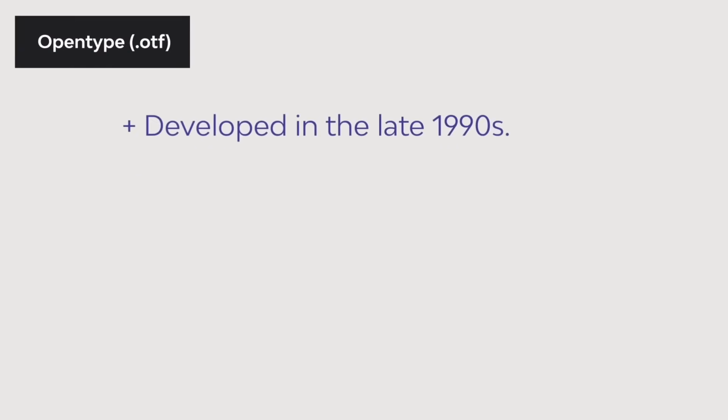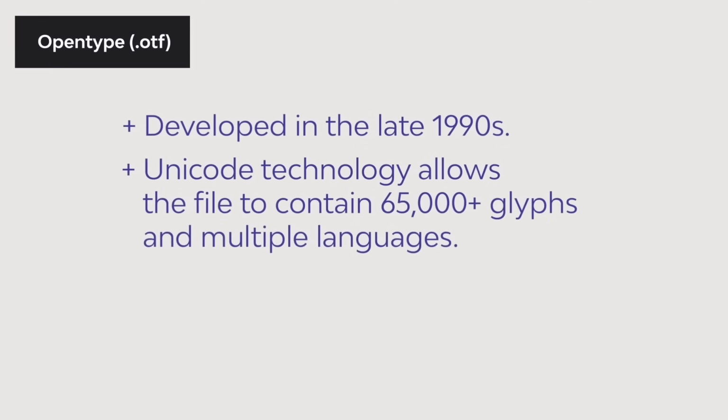Next up, we have OpenType font, or OTF. These files were developed in the late 1990s. They support Unicode, meaning that one OpenType file can contain more than 65,000 glyphs in multiple languages. In addition, this file is cross-platform.